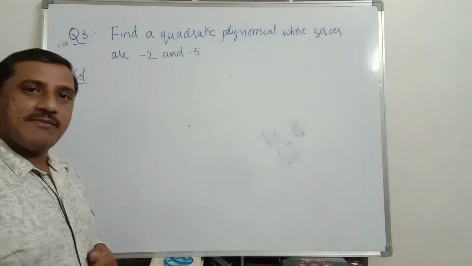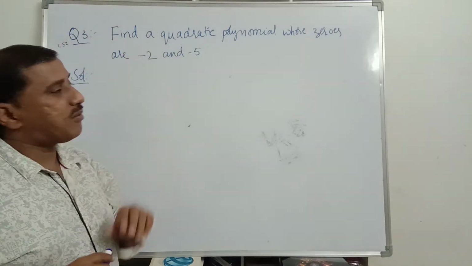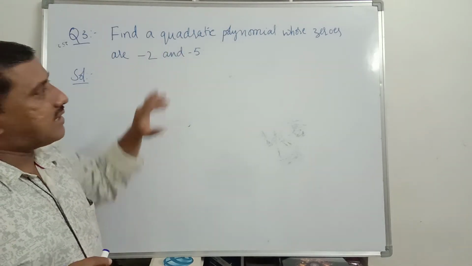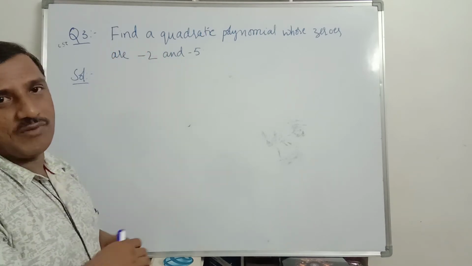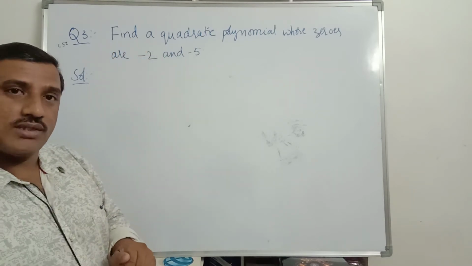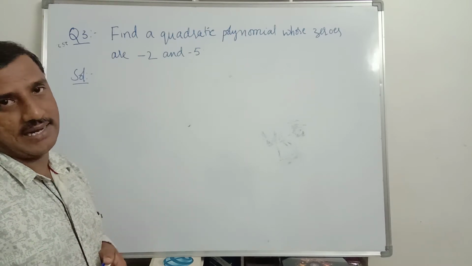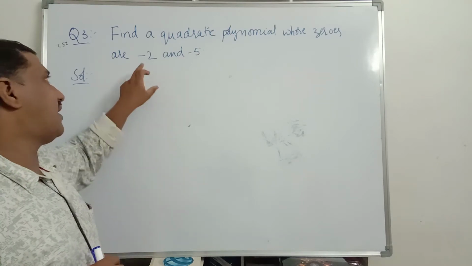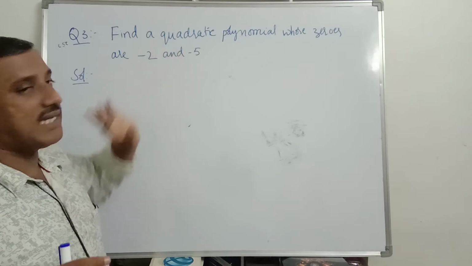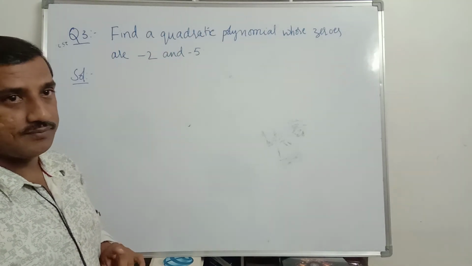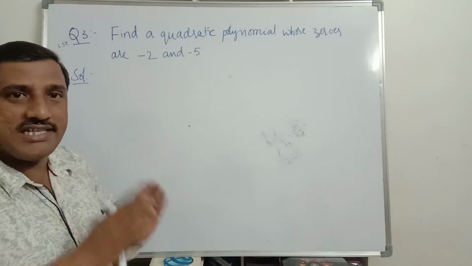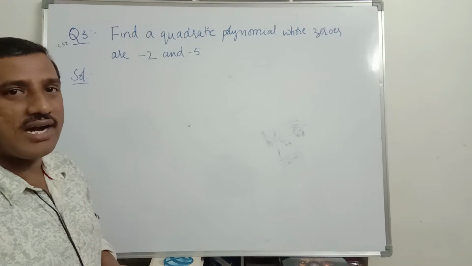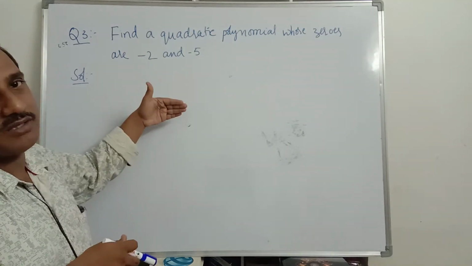Now the same kind of sum we will discuss one more. Find a quadratic polynomial whose zeros are minus 2 and minus 5. This problem is different from the previous problem. In the previous problem, the sum of the zeros and the product of the zeros are given directly, whereas here just the two zeros of the quadratic polynomial are given. That is, minus 2 is one zero and minus 5 is the other zero, that is, the second zero. Here minus 2 and minus 5 are just the zeros of the polynomial, not the sum or the product of the zeros of a quadratic polynomial. That is the difference between the previous sum and this sum.